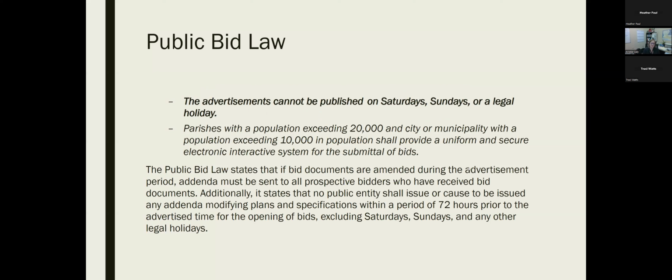The public bid law states that if bid documents are amended during the advertisement period, the addendum must be sent to all prospective bidders who have received bid documents. Additionally, it states that no public entity shall issue or cause to be issued any addendum modifying plans and specifications within a period of 72 hours prior to the advertised time for the opening of bids, excluding Saturdays, Sundays, and any legal holidays.